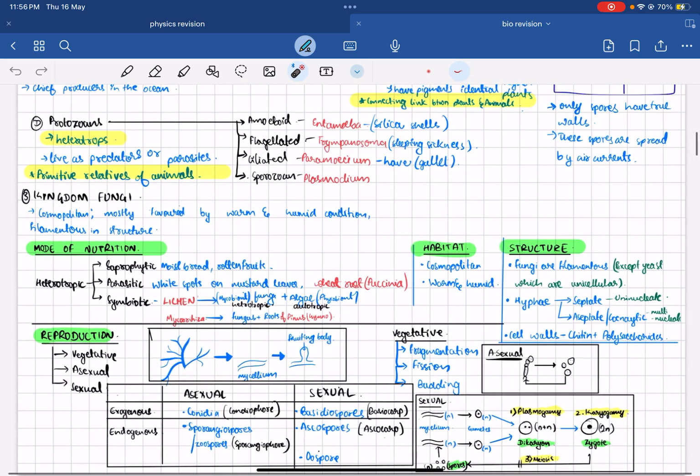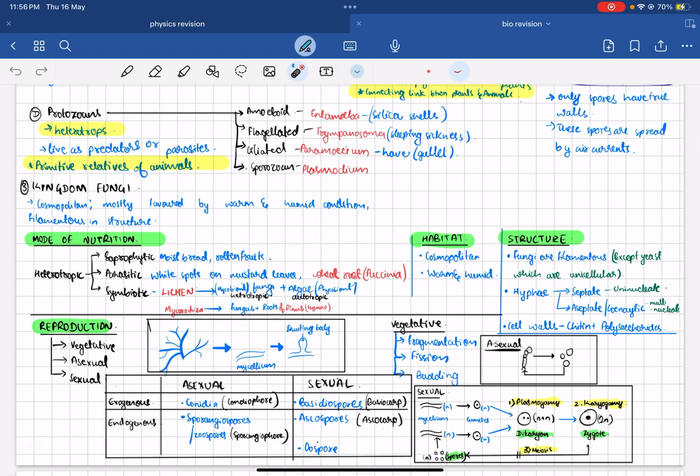Next comes protozoans. We have to remember there are four types of protozoans. Amoeboid is Entamoeba, which causes amoebic dysentery, which have silica shells. And next is flagellated Trypanosoma, which causes sleeping sickness. And next is ciliated, which is Paramecium, which have gullet formation through which it can collect the food. Next is sporozoan, which is Plasmodium. Protozoans, their general characteristics are these are heterotrophs. These can be predators or parasites.